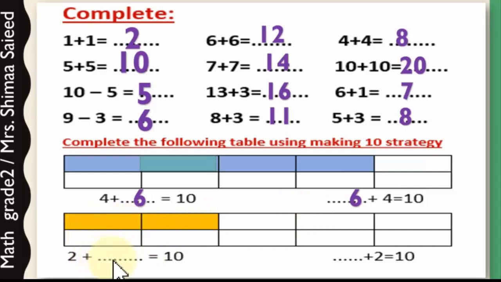2 plus unknown number equals 10. 1, 2, 3, 4, 5, 6, 7, 8. 2 plus 8 equals 10. 8 plus 2 equals 10. It's the same.